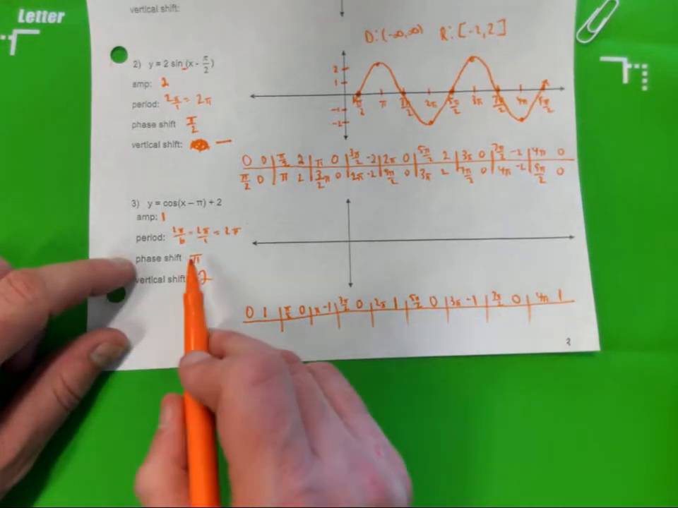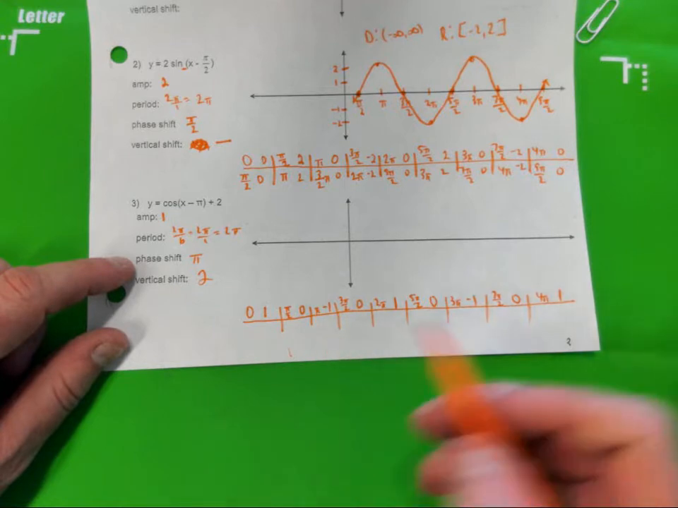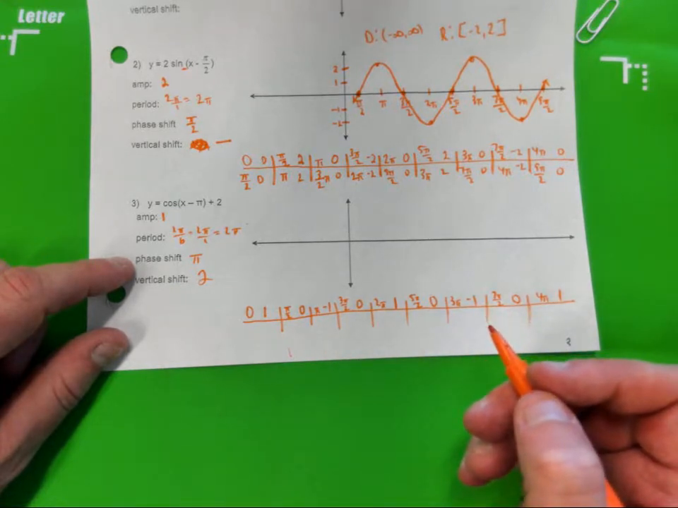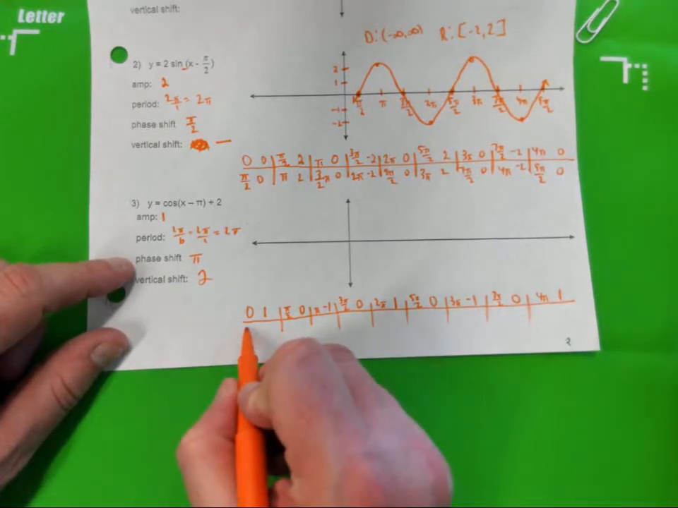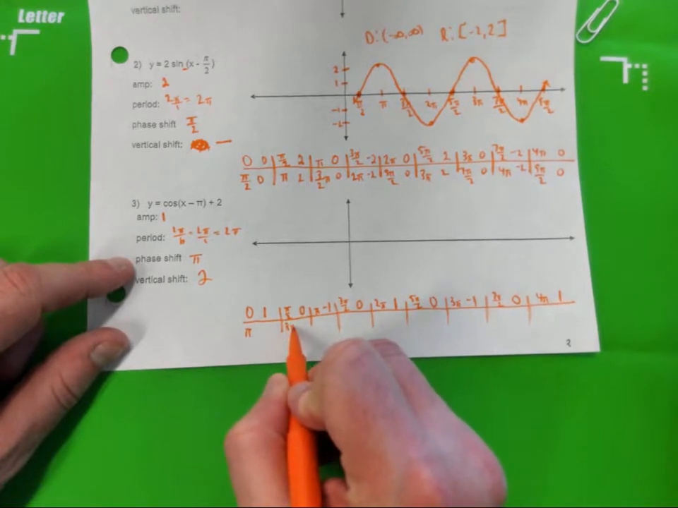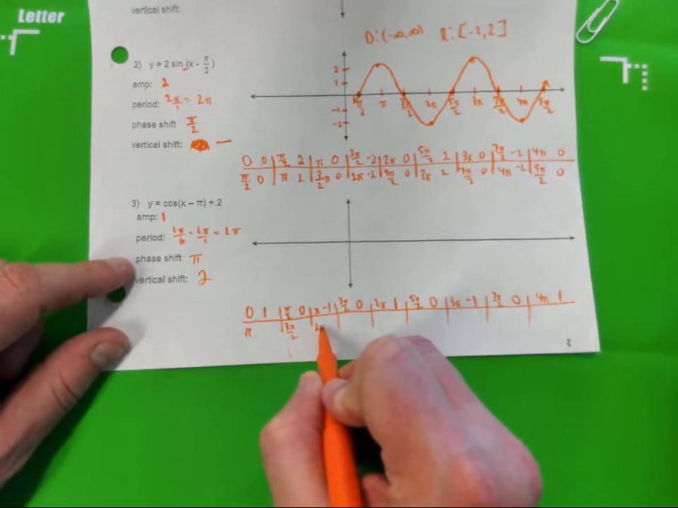Now, I'm going to add pi to my x coordinates because phase shift deals with right or left. That's your x. So I'm going to say pi, 3 pi over 2, and go from there.